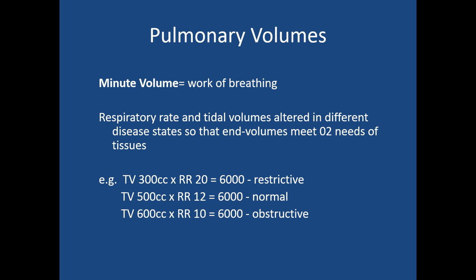We also consider the work of breathing and minute volume, which is the amount of effective ventilation over a minute. Depending on the disease state, we're going to see different tidal volumes. So with a restrictive disease, and we'll talk more about this later, we'll have a lesser volume. With a regular person breathing, we have normal tidal volume. With obstructive disease, we have higher tidal volume. So we have to see that to maintain a normal breathing pattern, people with different disease processes will have to alter their respiratory rate.